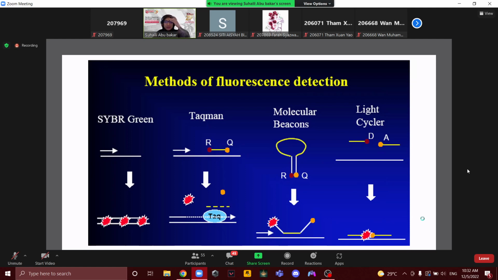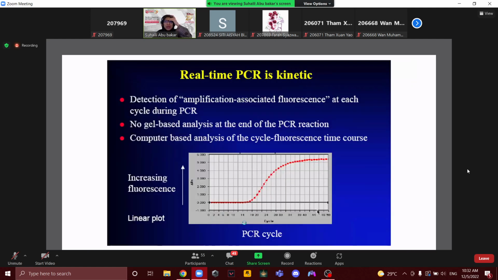This is LightCycler hybridization. Probe hybridizes, and then when they meet, it will excite the FRET, fluorescent energy transfer. Okay. So now we go to the analysis of the real-time. Real-time PCR is kinetic, because we see the real-time amplification, kan. Amplification is associated with the fluorescence at each cycle during PCR. This is what I mean. After 2 cycles, 4 cycles, 6 cycles, nothing happened. Still zero product. This one increasing fluorescence. Okay. This one until 19 cycles, then we start to observe some of the amplification.